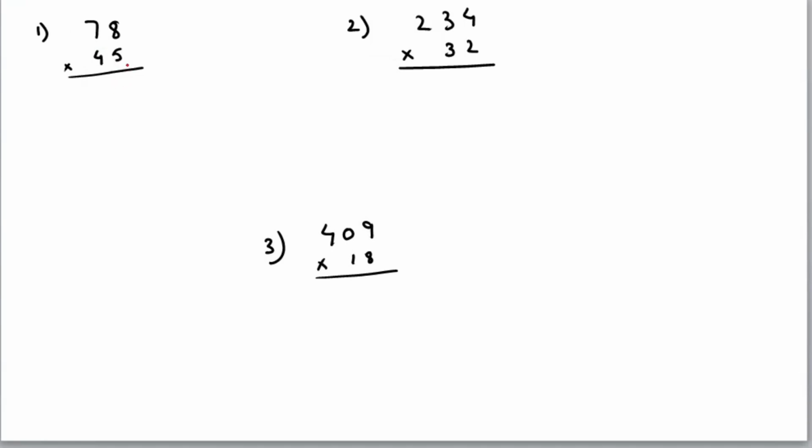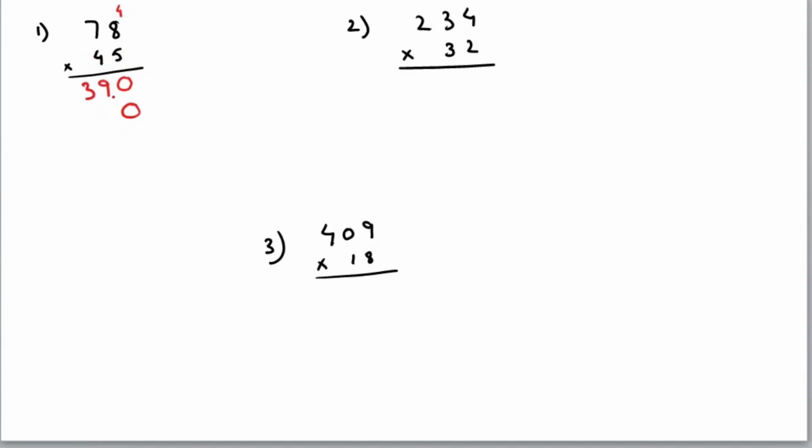So first we will start from the right side. 5 times 8 is 40. So 0 will come here and 4 will go as carry over. 5 times 7 is 35. 35 plus 4 is 39. Now 4 is in the tens place. It means we have to put a 0 placeholder.